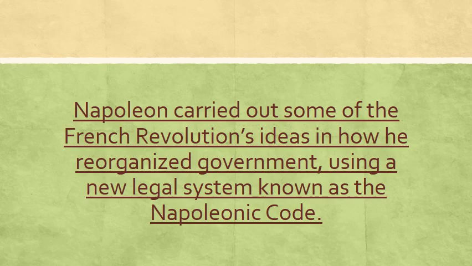Napoleon carried out some of the French Revolution's ideas and how he reorganized government using a new legal system known as the Napoleonic Code. So he doesn't kick out all their ideas. He takes some of the ideas, reorganizes government, shakes it up, and brings this new legal system in. He calls it the Napoleonic Code.